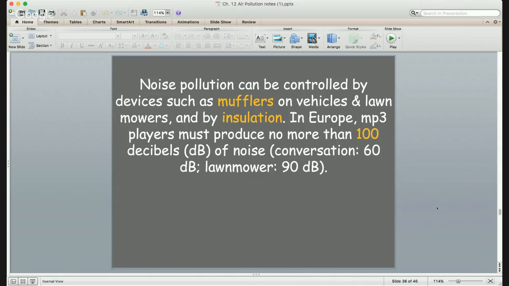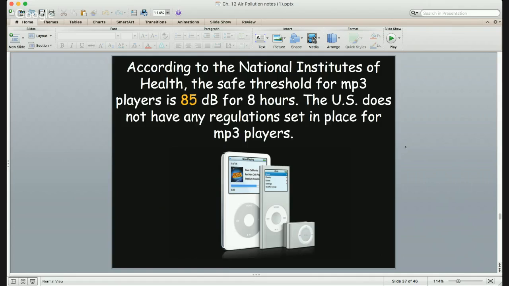So you can kind of control some of that noise pollution by using mufflers on vehicles and lawnmowers and, obviously, insulation. In Europe, there's actually a law that any kind of MP3 player must produce no more than 100 decibels of noise. General conversation is about 60 decibels, and lawnmowers are around 90 decibels. So just to give you an idea, 100 decibels is still quite loud. According to the National Institute of Health, you shouldn't be listening to anything over 85 decibels for 8 hours or more. In the United States, however, there aren't any regulations in place on MP3 players.